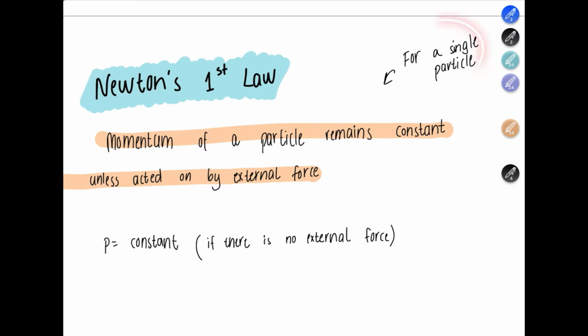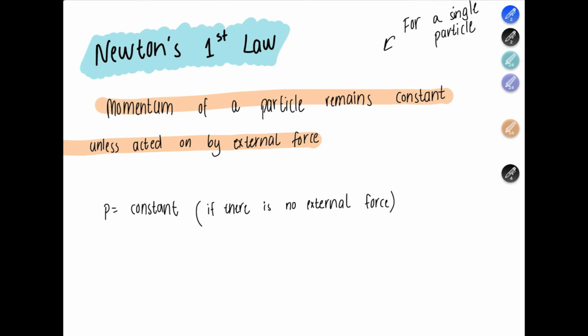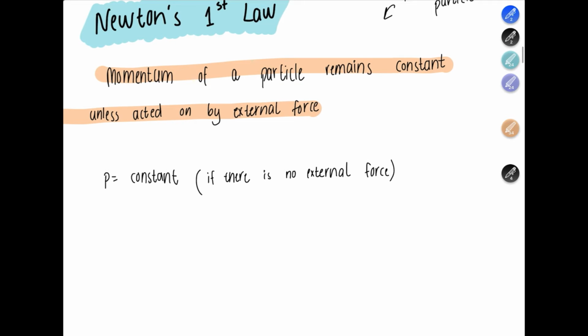Okay, for a single particle, Newton's first law can also be described in terms of momentum. So you'll say the momentum of a particle remains constant unless acted on by an external force. Remember, Newton's first law says that every object continues in a state of rest or with uniform velocity unless acted on by a resultant force, right?